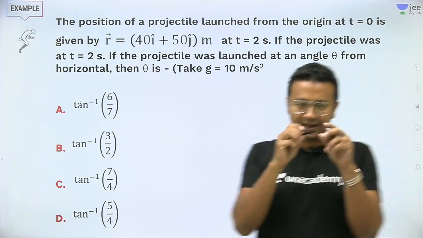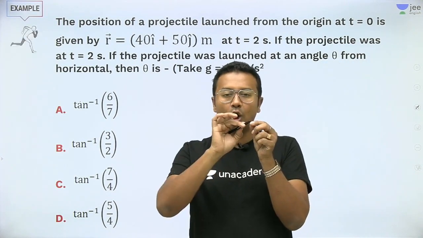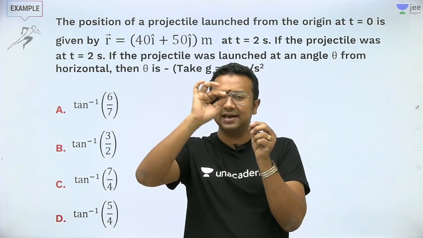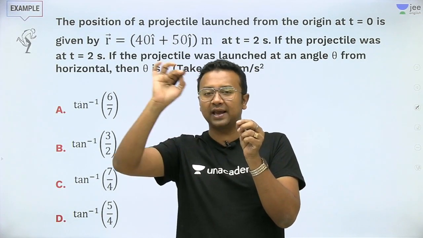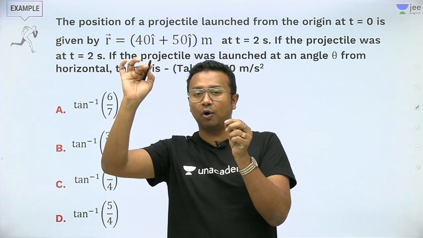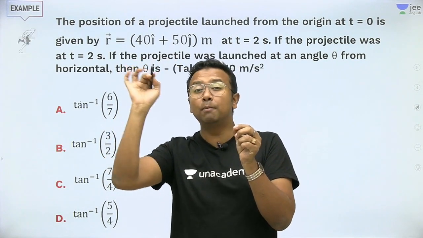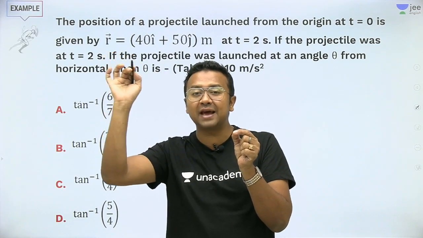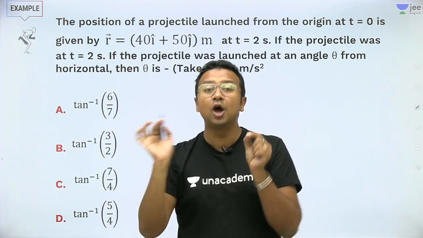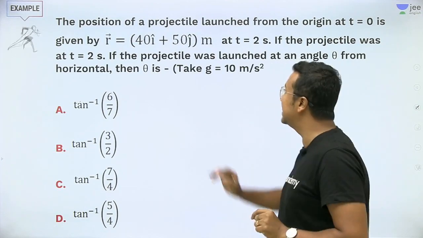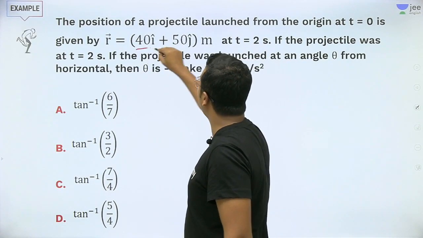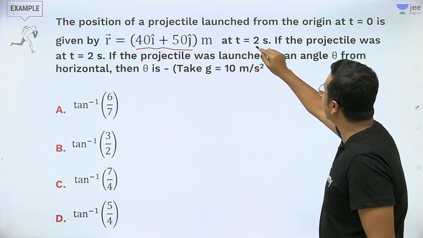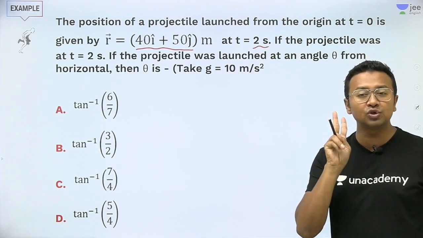That means the particle was launched from the origin, and after 2 seconds it reached a point whose position vector has been given to me. What is that? 40 i cap plus 50 j cap, at time t equals 2 seconds.